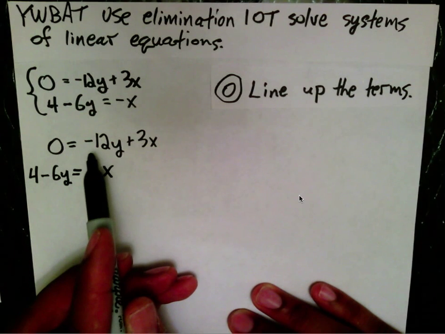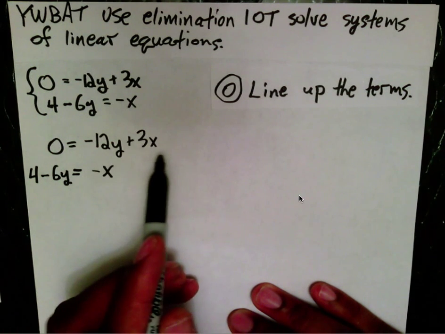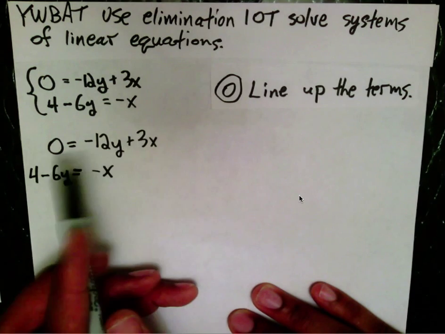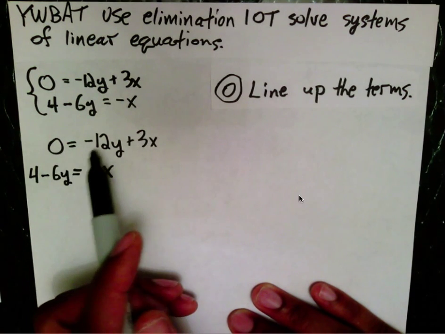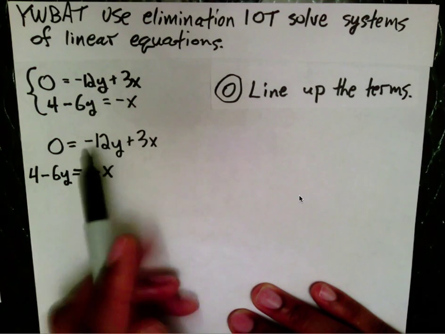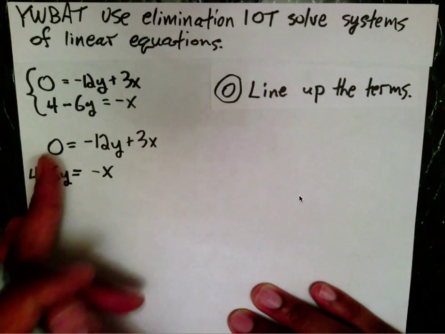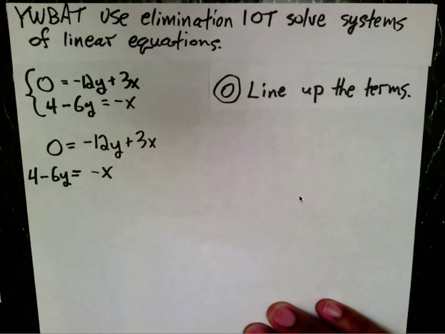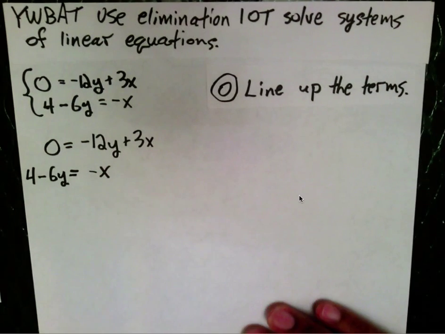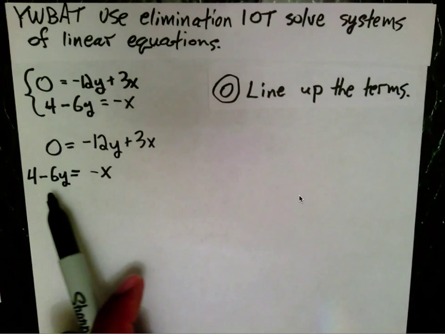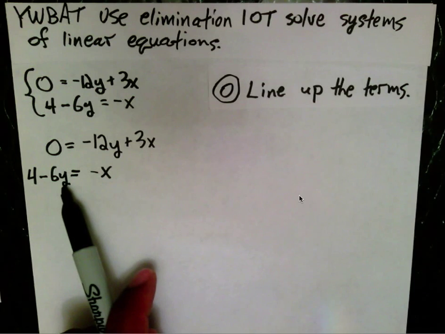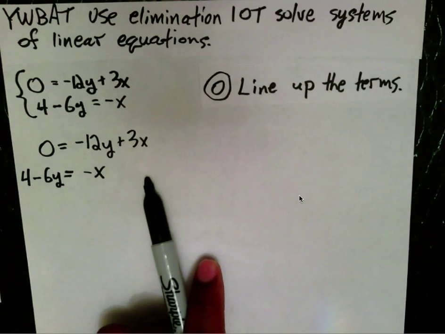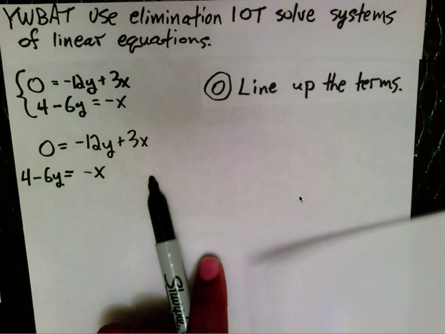Now, for my top equation, my x's and y's are all on one side. I have my y plus my x equaling some number. So I can actually just leave this alone, because all my x's and y's are on one side, and my constants are on the other side. Here, I don't have my x's and y's all on one side. What I want to do is take this negative 6y and move it over here. That way, my x's and y's will be all on the same side.